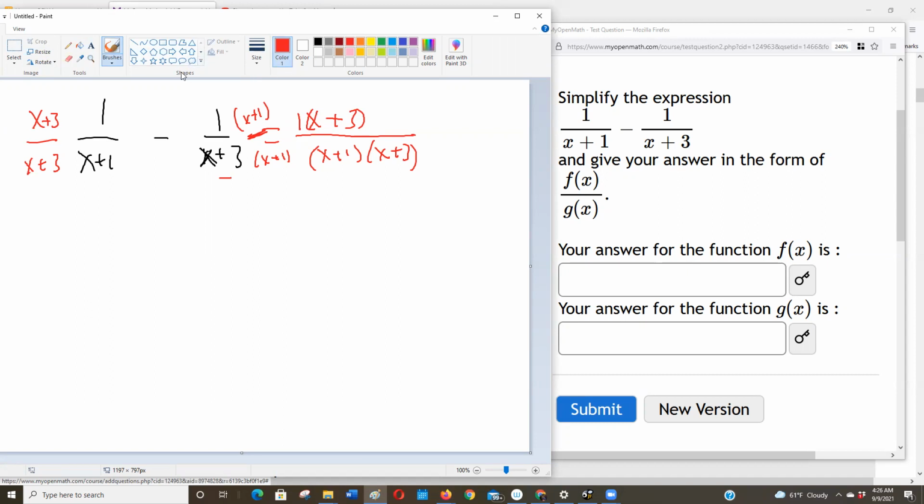Let's see, how do I undo with this paint program? Oh, what the heck? I'll just erase it. Here. You've got to bear with me a little bit.